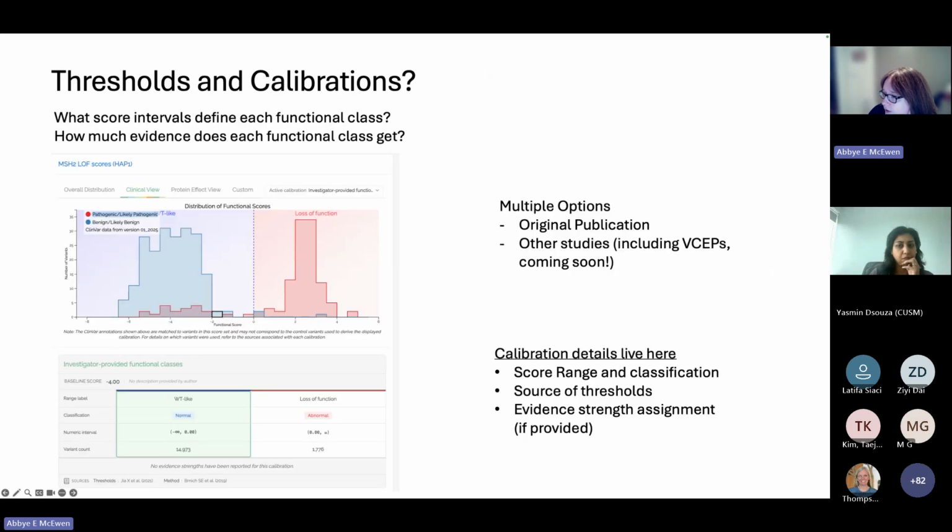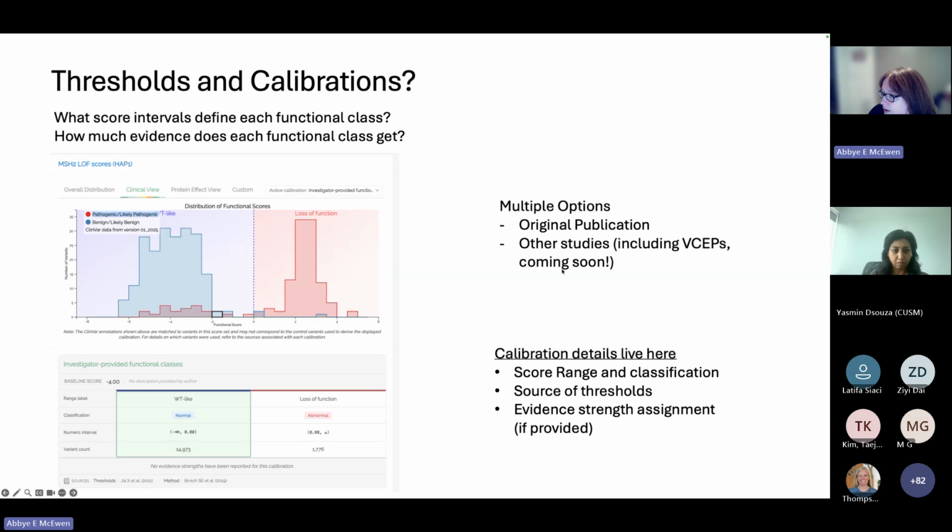So the next section I want to talk about is thresholds and calibrations. This is telling us what score intervals define each functional class and how much evidence is given to each functional class. Right now, if you click on this button here for calibrations, there are a lot of different options, including the original publication.